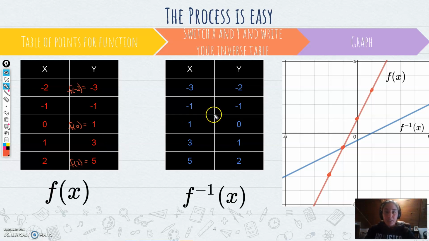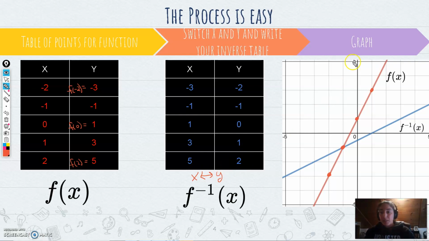And then step 2, in order to get the table of points for the inverse function, since the inverse is just switching the input and output, so x goes to y goes to x. In other words, just switch these guys around. So instead of -2, -3, we'll have -3, -2. So switching everything, -1, -1, switch it, 1, 0, switch it, 3, 1, switch it, 5, 2. So to get the inverse table, because the way inverses work, inputs become outputs and outputs become inputs. We're just going the opposite direction. So you get your table of values for your inverse, okay?